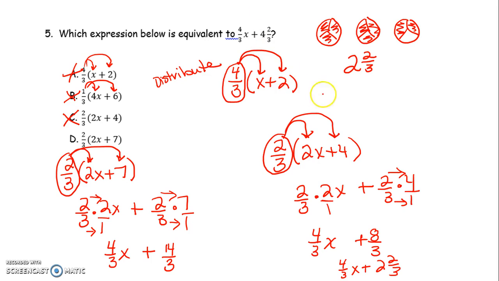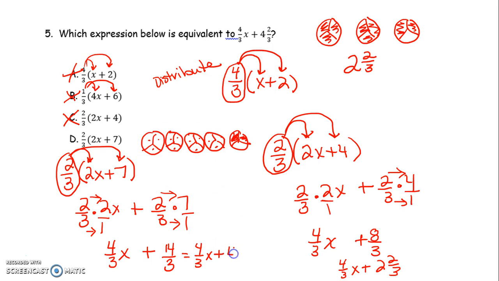14/3. Let's see if that's really 4 and 2/3. Let's see if that's 1, 2, 3, 4 whole circles, and then 2/3 of another. Let's see how many thirds that gets us. 1, 2, 3, 4, 5, 6, 7, 8, 9, 10, 11, 12, 13, 14. Yay! 14/3 is the same as, so this is 4/3 x plus 14/3 is the same as 1, 2, 3, 4 whole circles and 2/3 of another circle. That actually is our correct answer.